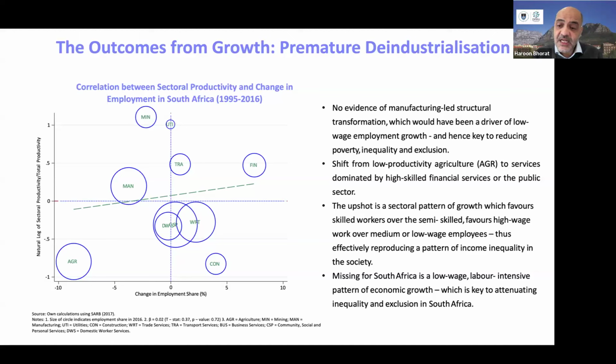So we're in this growth trajectory where we are absent a low wage, labor intensive pattern of economic growth. And that influences and drives inequality in the society. So what you want in an economic sense is large numbers of either low wage, and I'll come to this later, or low earnings. It doesn't have to be a formal sector job, but low earnings, so that people move from being unemployed, zero earners, to some level of employment or earnings, which then starts narrowing the income differentials we find in the society. But that's very difficult to do when you have a growth trajectory that looks like this.